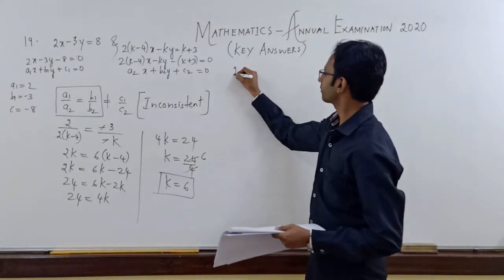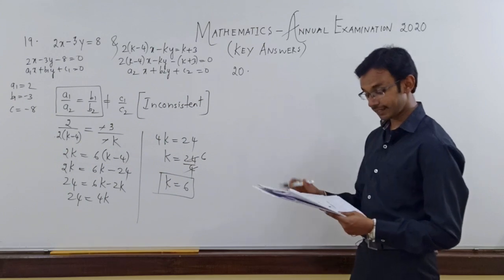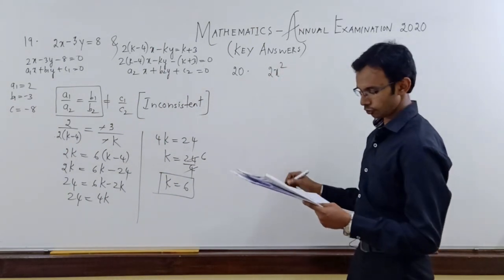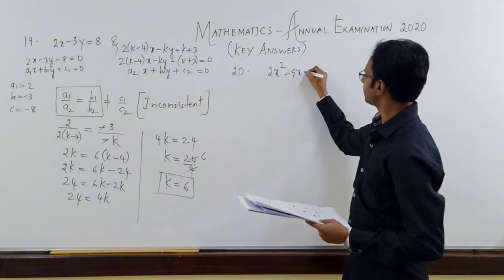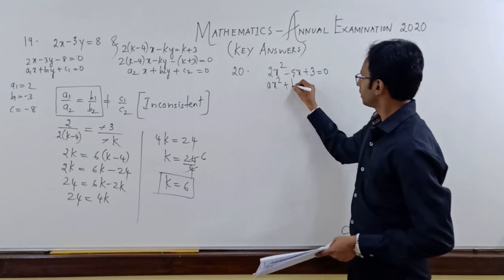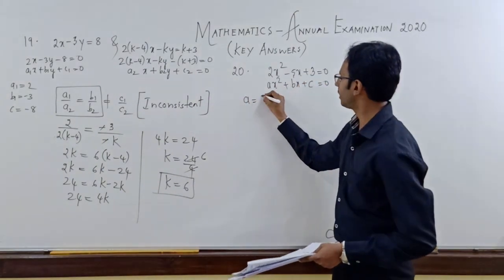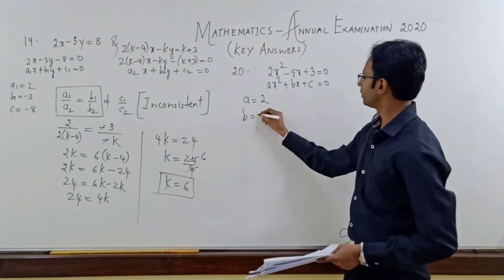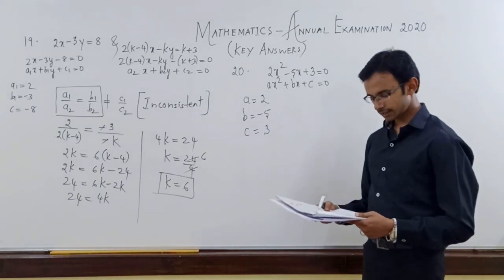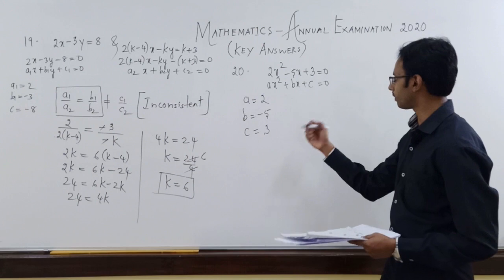Problem number 20 is from quadratic equation again. Find the discriminant of the equation. So the equation is 2x square minus 5x plus 3 equal to 0. So when I write the standard form, ax square plus bx plus c equal to 0, a value is 2, b value is minus 5 and c value is 3. They are asking to find the value of discriminant and hence write the nature of the roots. 2 things for 2 marks.